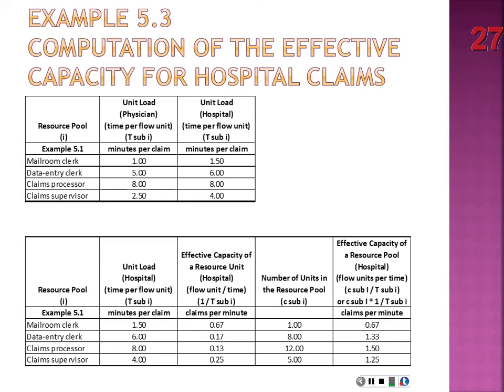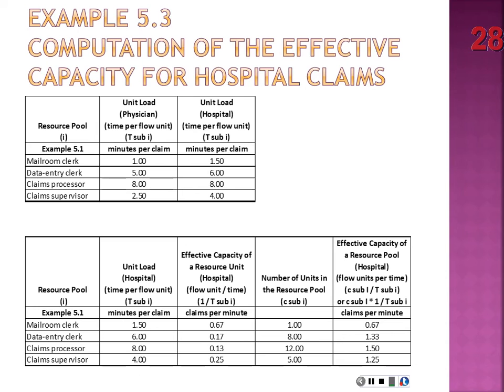Now we're moving away from talking about just one type of product. Now we're going to be talking about two types of product. So when you're doing your homework, make that separation. What we did in the first part of the class was dealing with only one product. Now we're dealing with two types of products, a physician claim and a hospital claim, and they take different amounts of time. The physician claim takes the mailroom clerk 1 minute, data entry 5 minutes, claims processor 8, claims supervisor 2.5. The hospital claim takes 1.5, 6, 8, and 4.